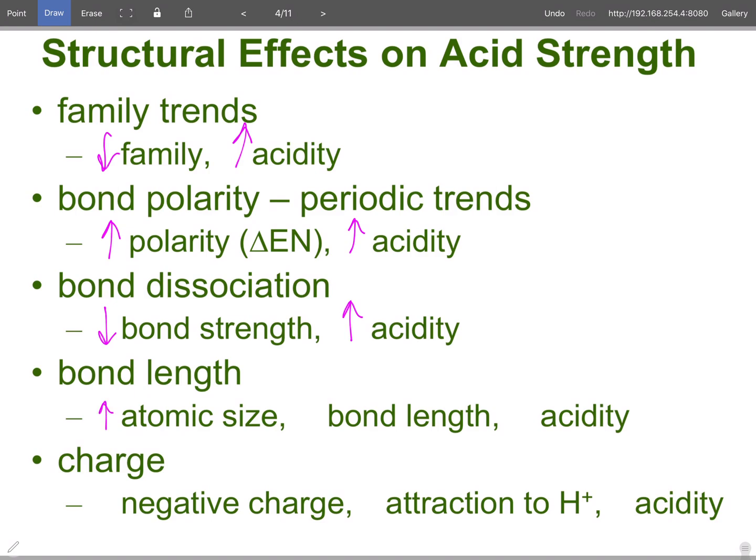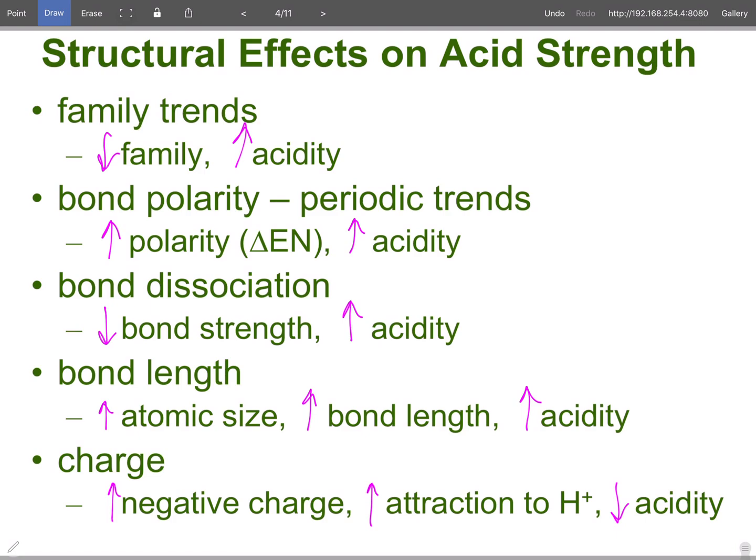The atomic size, as it increases, the bond length tends to increase. The acidity tends to increase. This has to do not only with bond length, but it has to do with polarizability. Remember, we discussed that when we talked about electronegativity back in the Lewis structures. All right, as you increase a negative charge, you're going to increase your attraction to H+. Your acidity is going to drop. Your basicity will increase, but your acidity is going to drop.